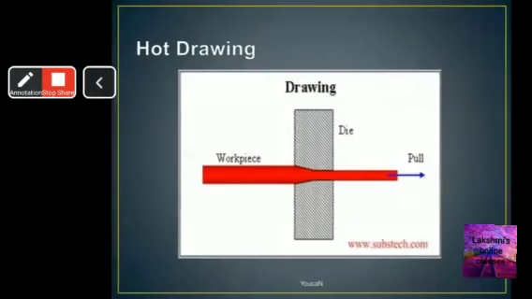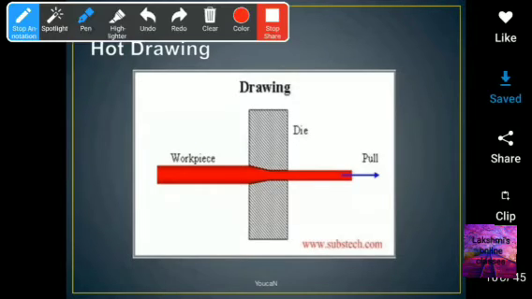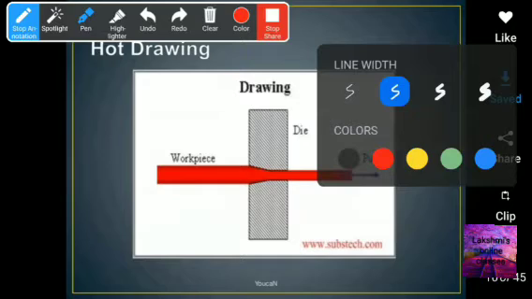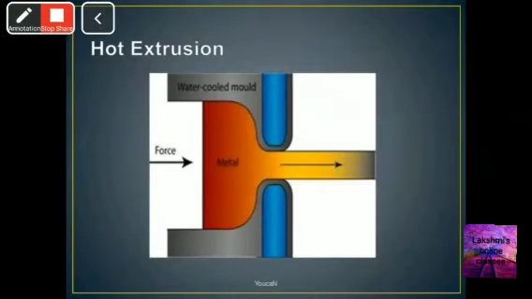Right. So coming to this, this is the hot drawing. Here this is the workpiece and this is the die. It is pulling down. The load is applied on the workpiece. Therefore, the workpiece slowly reduces its diameter. Therefore, this is hot drawing. So this is the hot extrusion.